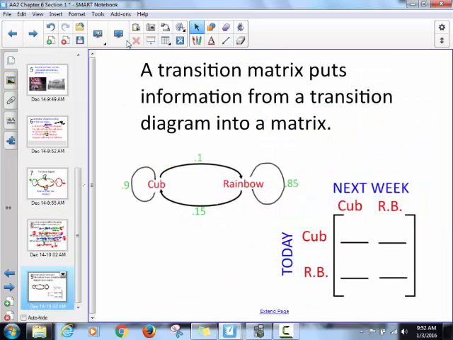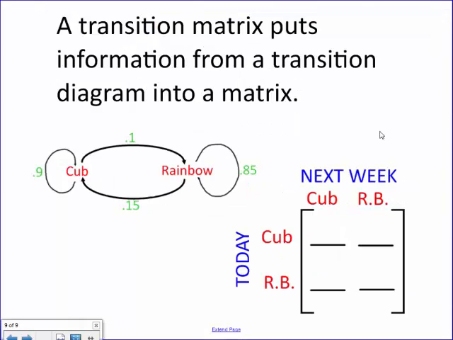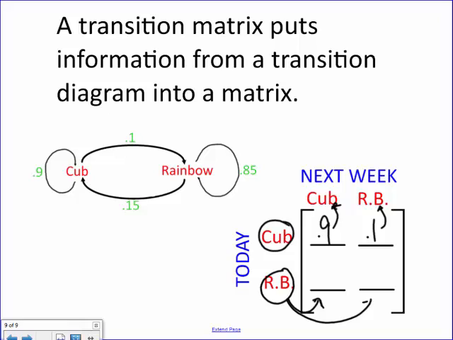And what we can do with this as well is put this into a matrix if we would like to. So for example, for the Cub, there were 90% that are returning to Cub and 10% of those that are now going to Rainbow, whereas for Rainbow, 85% are returning to Rainbow and 15% are now heading to Cub. So that's one way you can organize it into a matrix. I know it's kind of confusing, but we'll show you how we use that eventually. So basically just an introduction to matrices and transition diagrams.